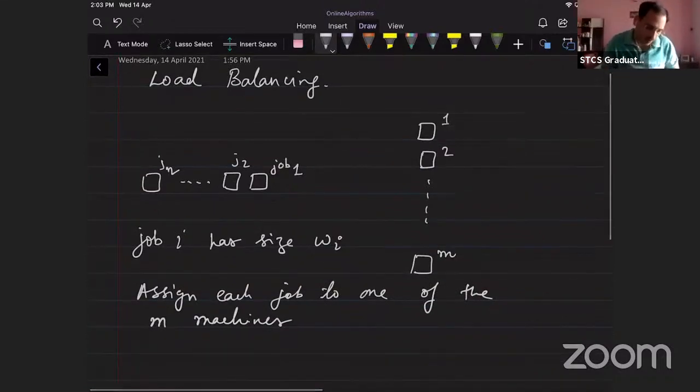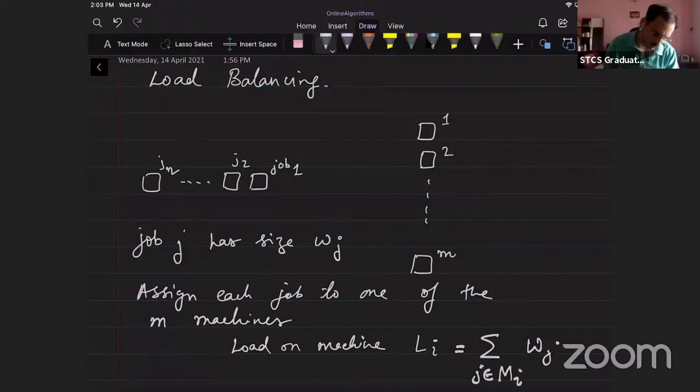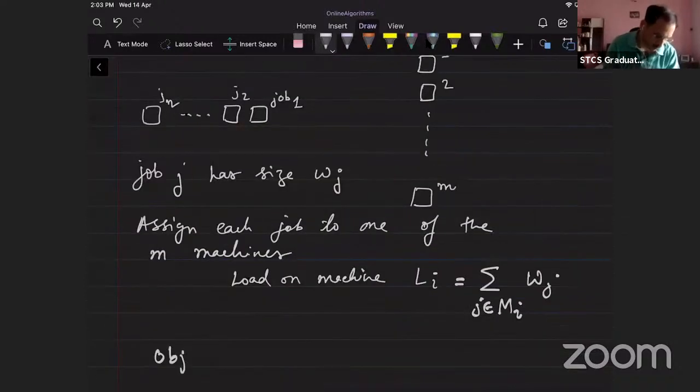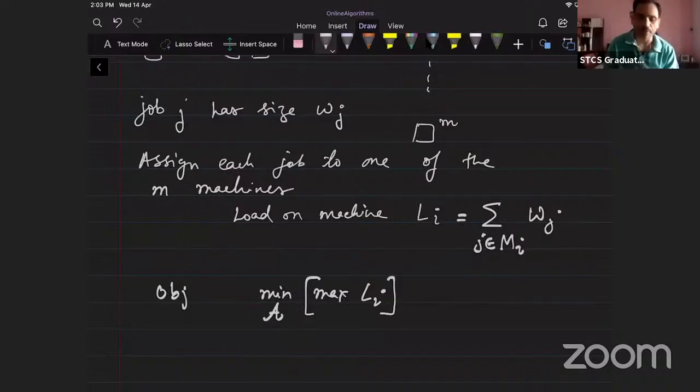So now, after assignment of jobs, the load on machine I, let that be L of machine I. So let's call this job J. The summation of all J, where J have been assigned to machine I. So the objective is to minimize the maximum of L. So this is the maximum load seen across all the machines, and by your assignment, let's call that assignment script A, you would like to minimize the maximum across all.